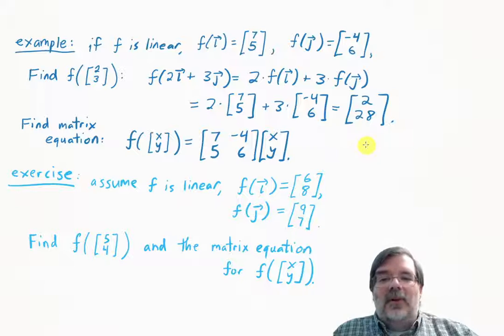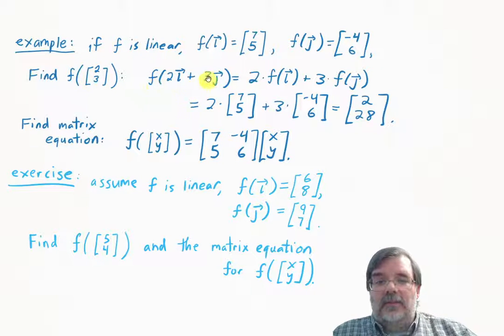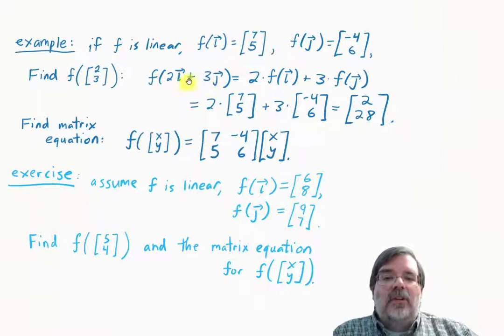So as just one more example of the kinds of problems you could do with this knowledge, let's once again say f is linear, and f of i is 7, 5, f of j is negative 4, 6. To find f of 2, 3, right? 2, 3 can be written as 2 times i plus 3 times j. Use your linearity properties to rewrite it like so. Substitute in what you know for f of i and f of j, and then just do the math. In this case, we'll get 14 minus 12, that's 2, and 10 plus 18 on the bottom, that's 28.